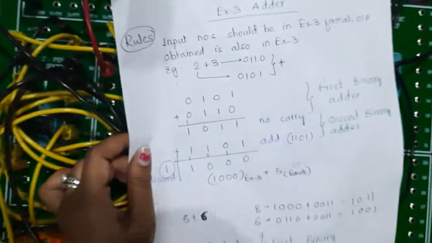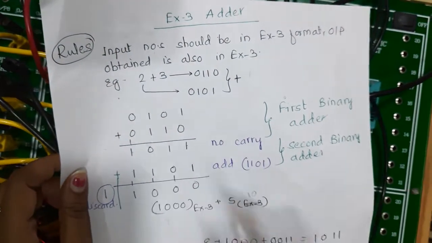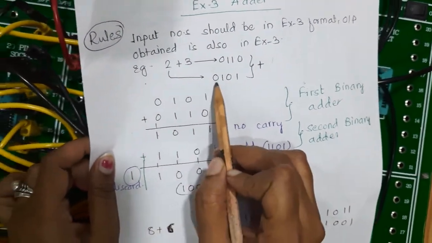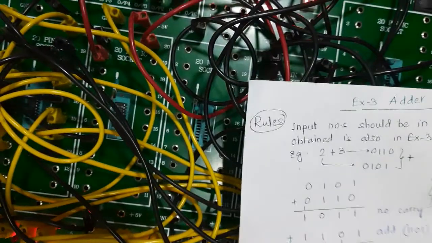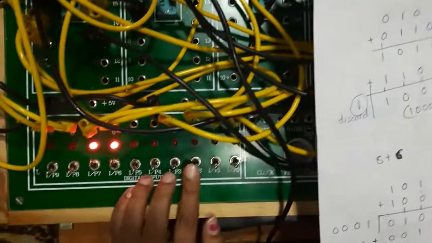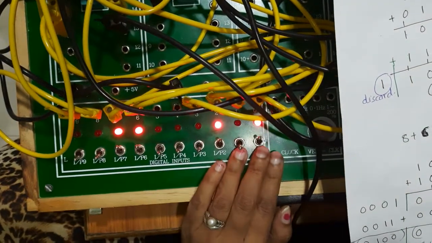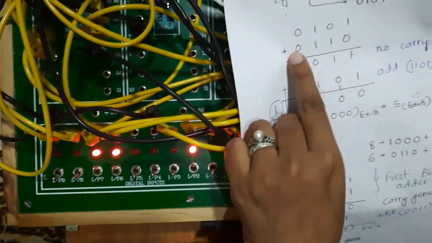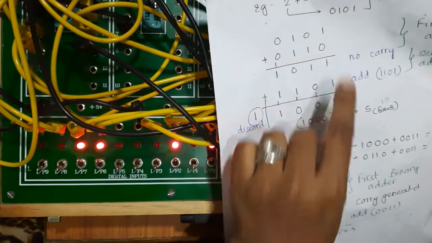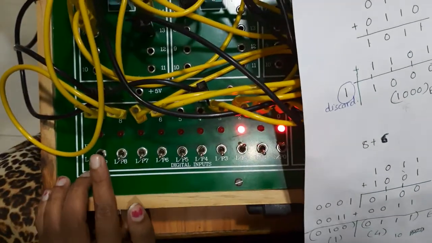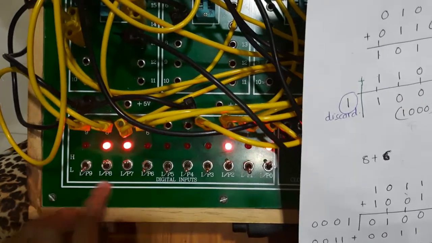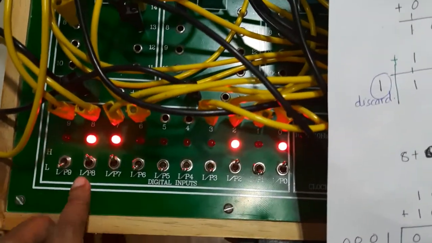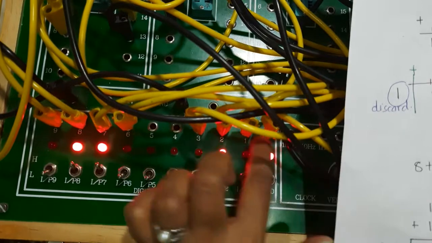Now whatever case study we have taken, 2 plus 3. How can I provide 2 as an input? 2 should be given as 0, 1, 0, 1. So let us put it here. 0, 1, 0, 1. So this is 2. And how can I provide 3? 0, 1, 1, 0. So this is 3. This is the XS3 representation of decimal 3, and this is the XS3 representation of decimal 2.